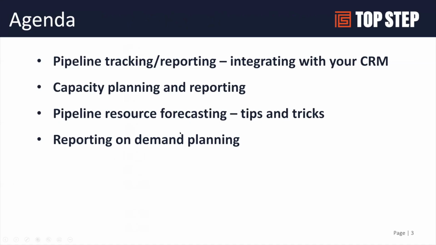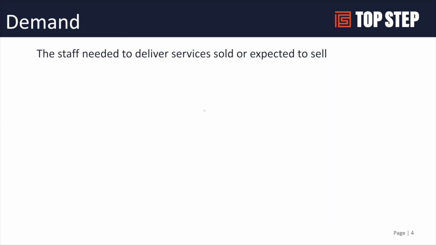So what are we going to cover today? We're going to cover pipeline tracking and demand. We're going to cover capacity planning and reporting, and then forecasting, both pipeline, and then we'll talk about reporting on demand planning as well. So when we think about demand, what are we defining here as our demand?